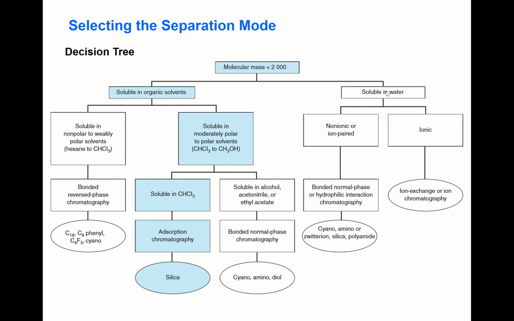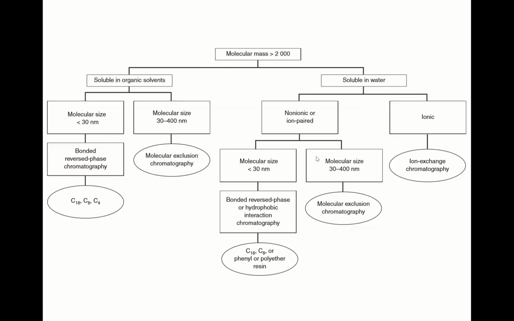And if the solute is soluble in water, now decide whether it is non-ionic, ion paired, or ionic. If it is non-ionic or ion paired, in that case the proper stationary phase is bonded normal phase or hydrophilic interaction chromatography. Okay, and if it is ionic, then ion exchange or ion chromatography is the answer.